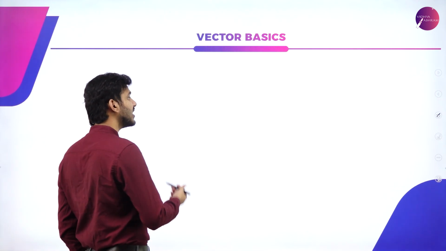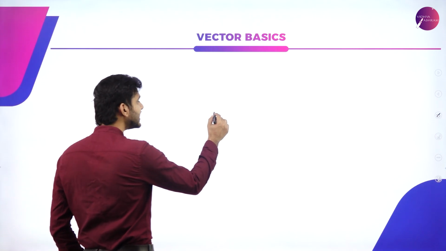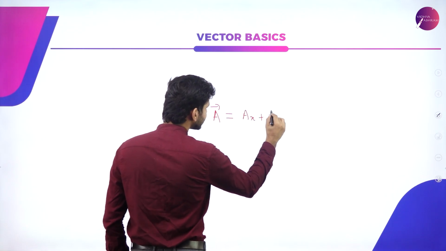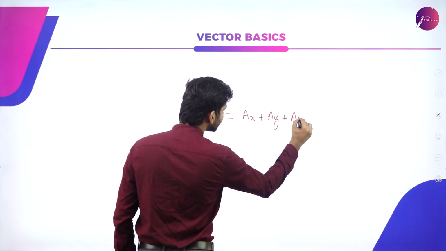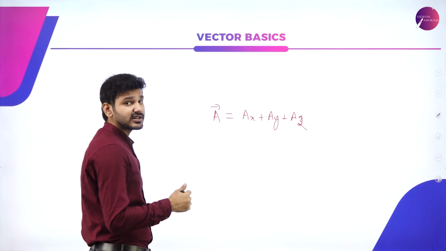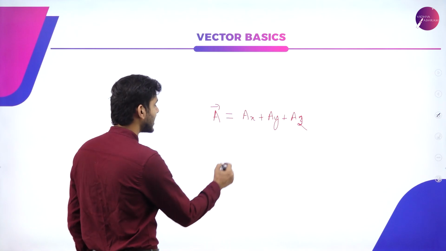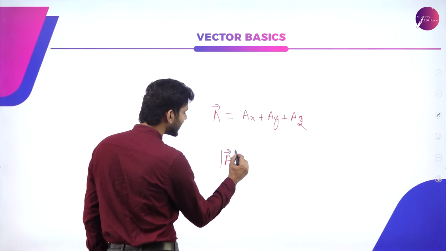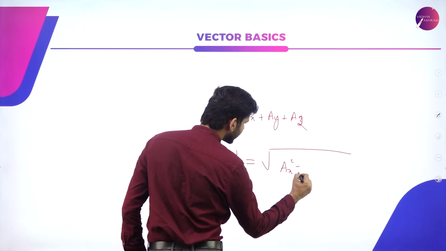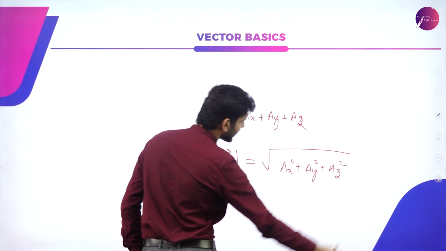So always remember, a vector can be resolved into its component terms, and generally we can represent vector A as AX plus AY plus AZ. Those are the three component vectors in the X, Y and Z direction, and generally the magnitude value of that particular vector can be written down as root of AX square plus AY square plus AZ square.